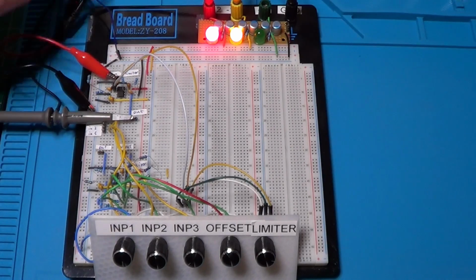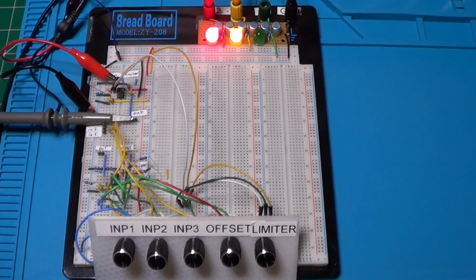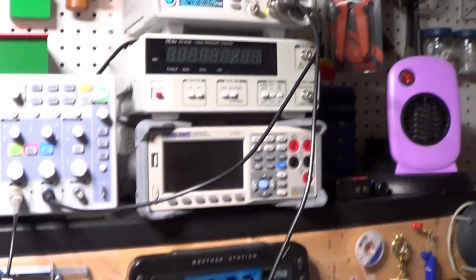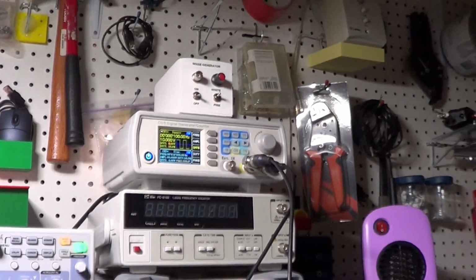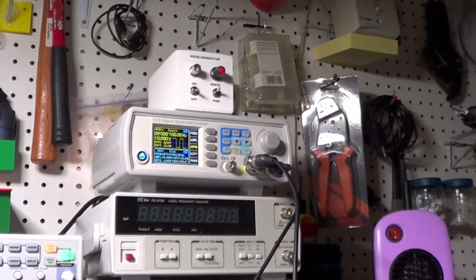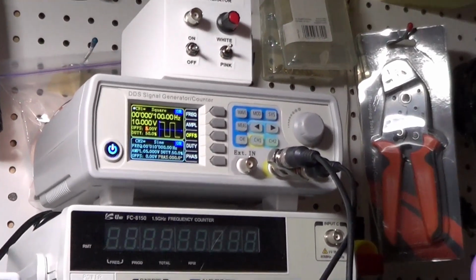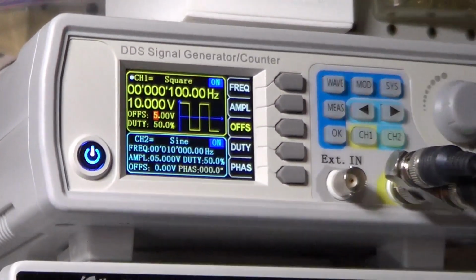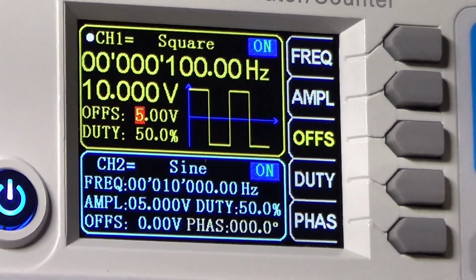I am using again my function generator to emulate a control voltage to put at the input of the circuit. Right now, the generator is set to create a square wave at a frequency of 100 Hz and an amplitude going from 0 volts to +10 volts.